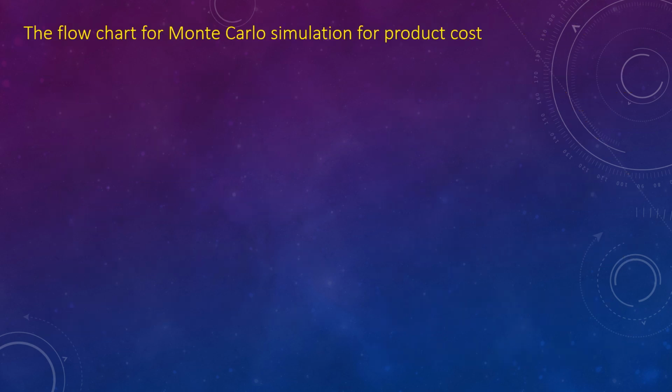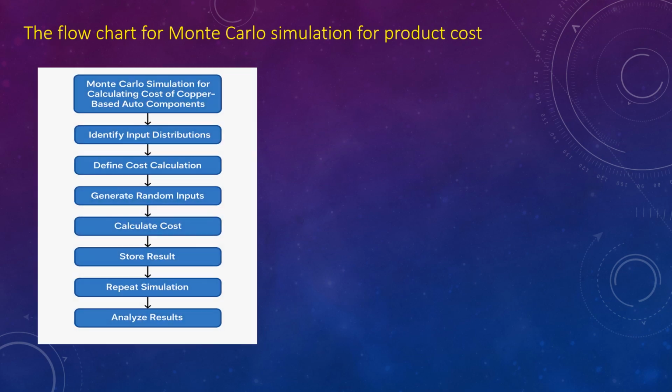The flowchart for Monte Carlo simulation for product cost. Monte Carlo simulation for calculating cost of copper-based auto components. Identify input distributions, define cost calculations, generate random inputs, calculate cost, store result, repeat simulation, analyze results.